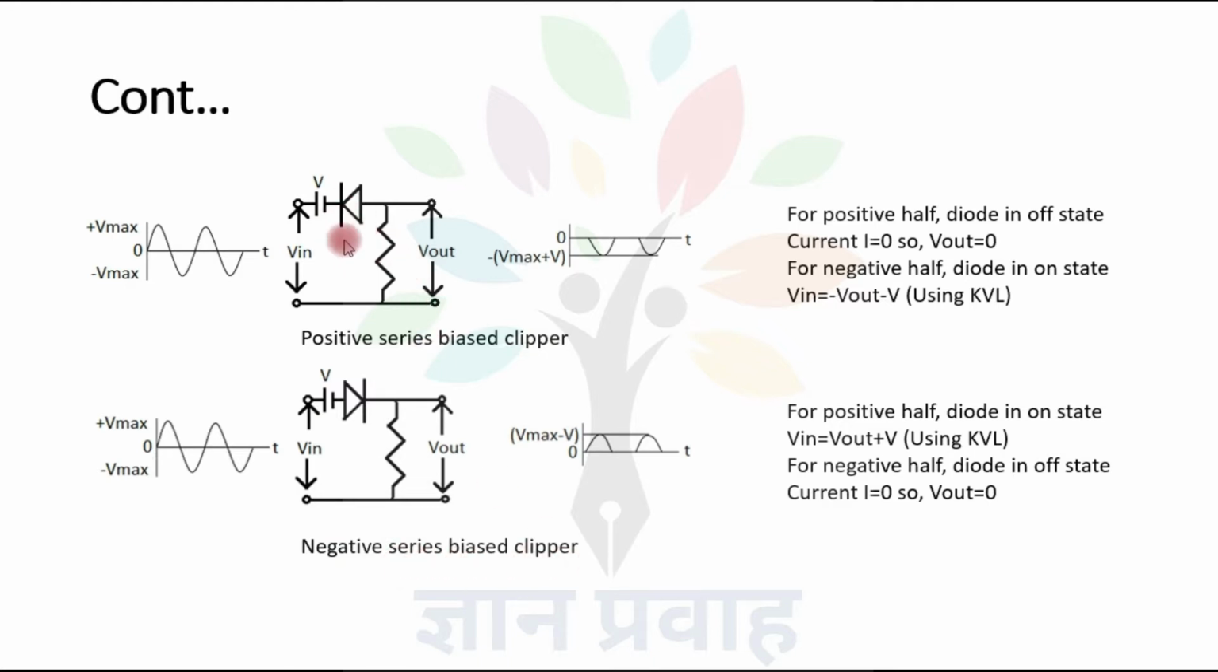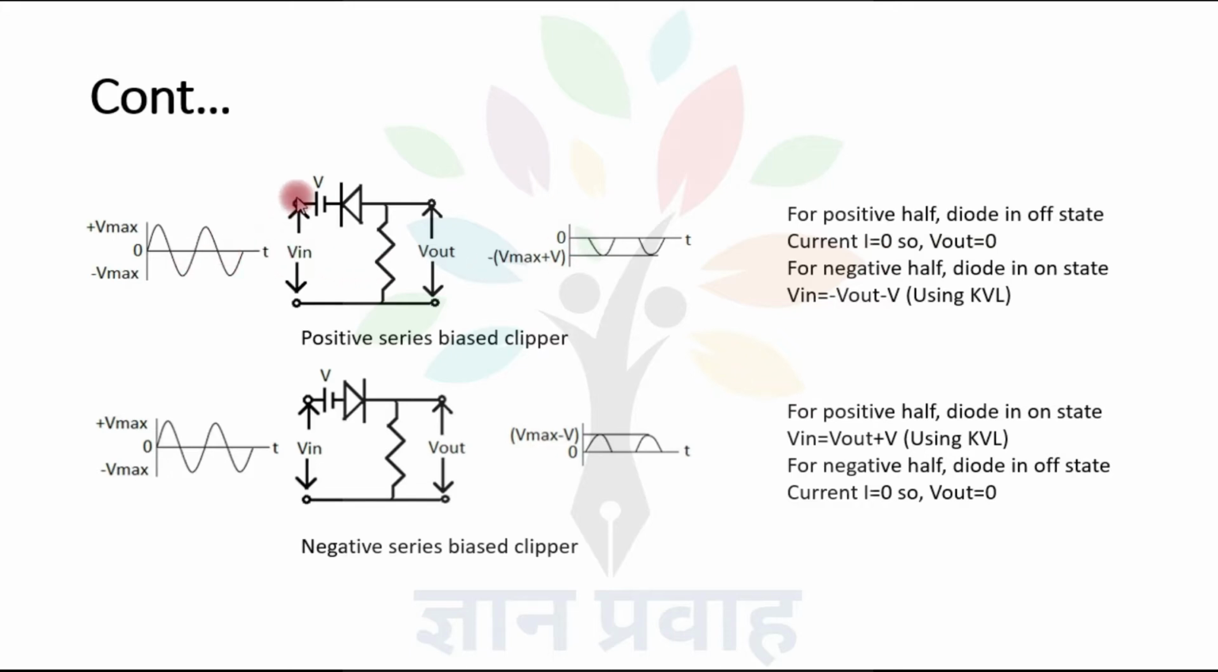The operation of the circuit is given here for the positive half. For the positive half, this terminal is positive, this one is negative. This means this PN junction diode is operating in off state, or in reverse bias. It means there is no current conduction. So current I is 0, and V out is 0. So the positive half is clipped off.